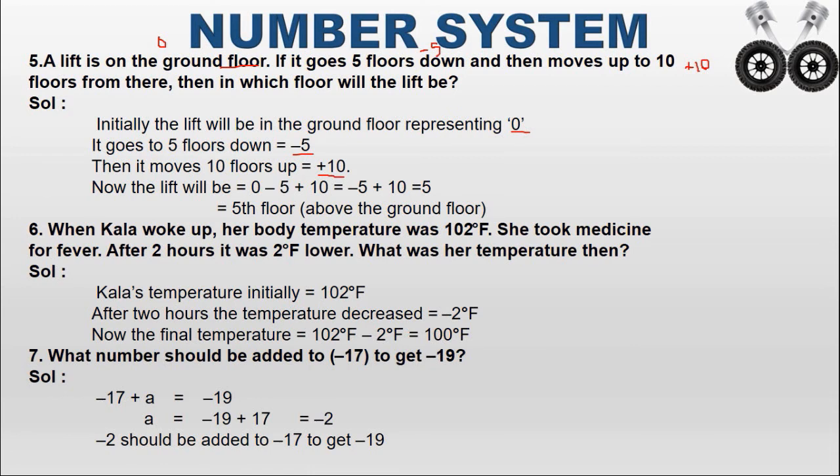So you have to add all the values. That means 0 minus 5 plus 10. So 0 minus 5 is minus 5. See, any number that is subtracted from 0 is the same number, and the biggest number is 5, so the biggest number's sign is negative. So you have to put it as minus 5. Then plus 10, minus 5 plus 10. Both are having different signs, that means you have to subtract. So 10 minus 5 equal to 5. So where will the lift be now? It will be on the 5th floor. So what is the 6th question?